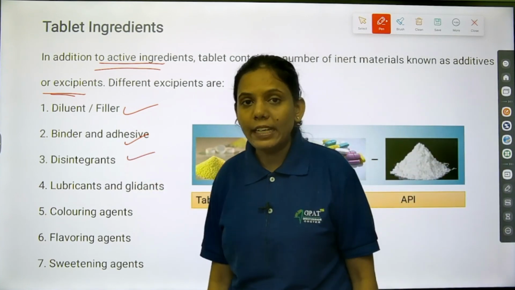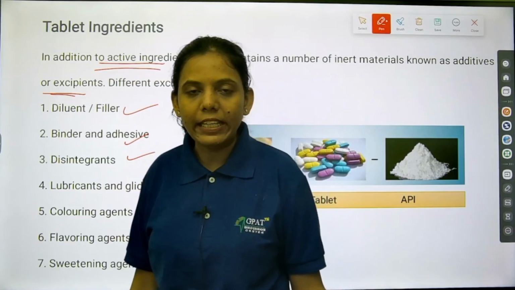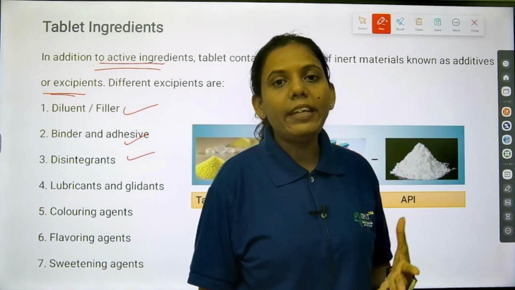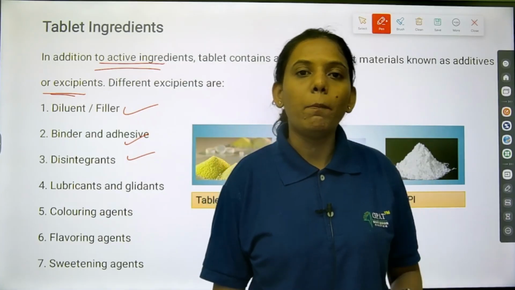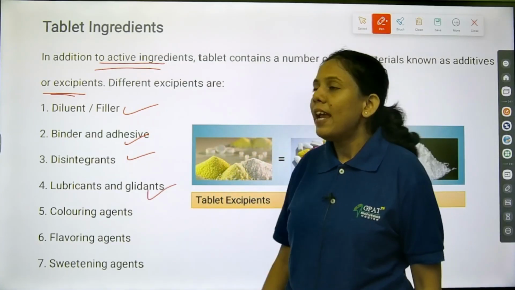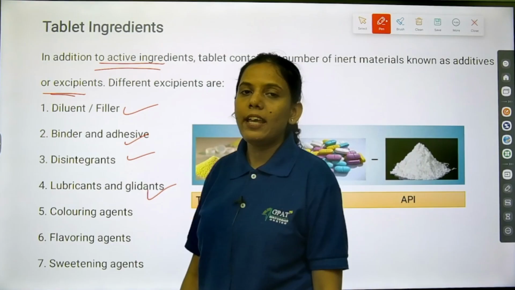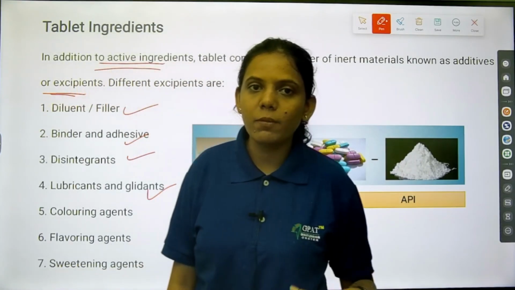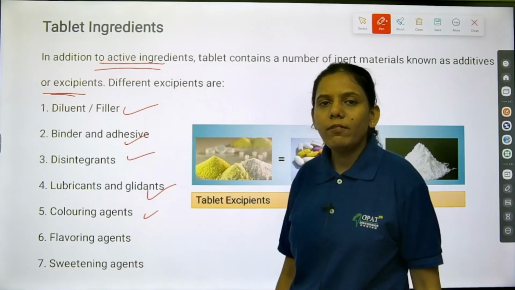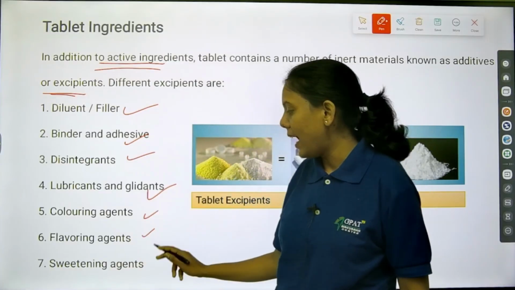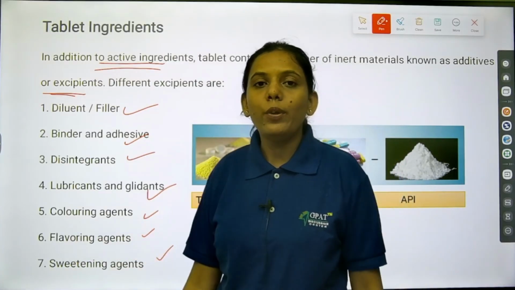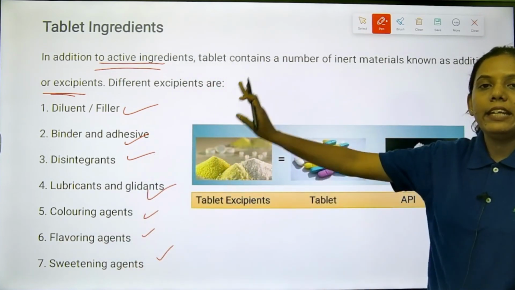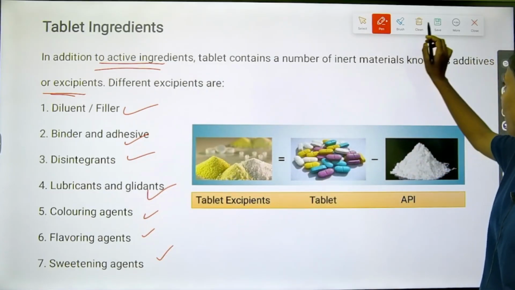Next are disintegrating agents. We will see the detail in the slides, but disintegrants are those which facilitate the breakup of the tablet whenever a patient takes the tablet. Next are lubricants and glidants. They are important when you want to reduce the friction between the particles. Then the coloring agents will be there, and flavoring and sweetening agents. These are to enhance the organoleptic properties of the tablet. So let's see the detailed ingredients along with their examples.